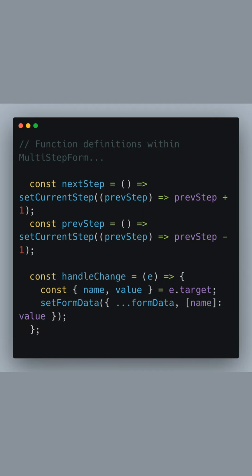We define navigation functions. The nextStep function increments the current step, moving the user forward in the wizard. The previousStep function decrements the current step, allowing the user to navigate back. The handleChange function updates the formData with user input. When called, it destructures the name and value from the event target and updates the formData state with the new input data. We use the spread operator to ensure we keep all previous form data intact.